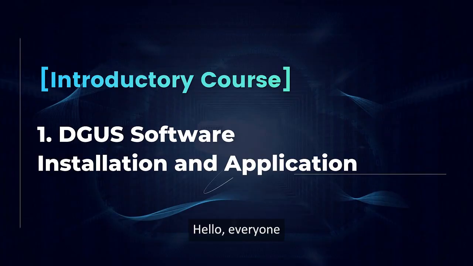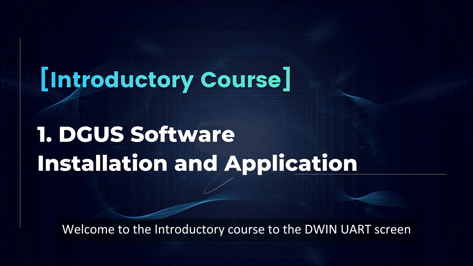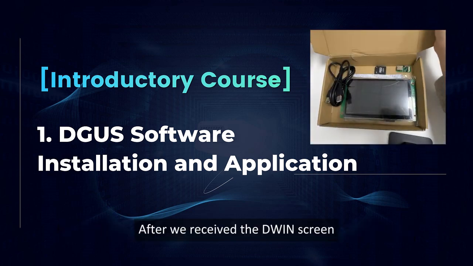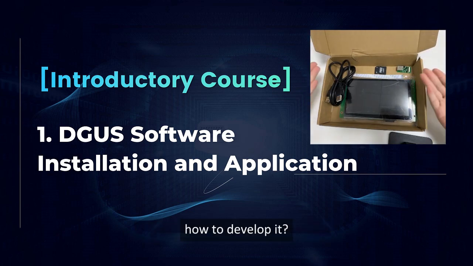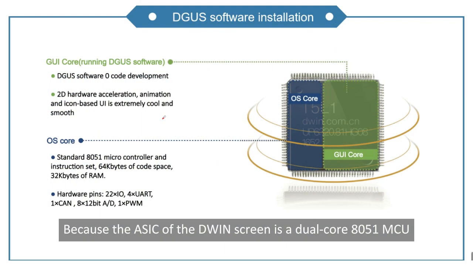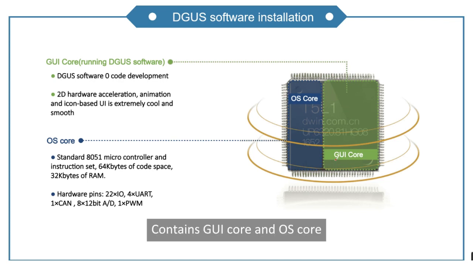Hello, everyone. Welcome to the introductory course to the DWIN UART screen. After we received the DWIN screen, how to develop it? Because the ASIC of the DWIN screen is a dual-core 8051 MCU, it contains a GUI core and an OS core.